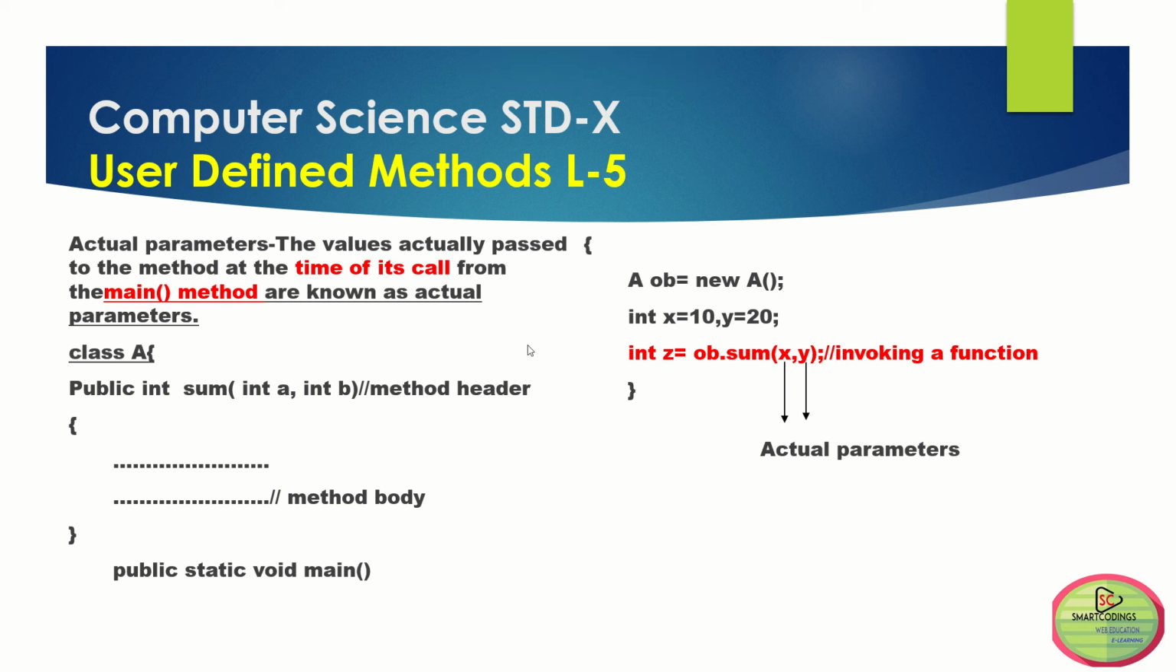I hope these two terms are very clear. In the method header, if any parameters are written, like int a and int b, int type a and b, these are called formal parameters. But at the time of calling the sum function, the x and y passed here are called actual parameters or original parameters. Actual means original values. Now let us move on to the next slide.